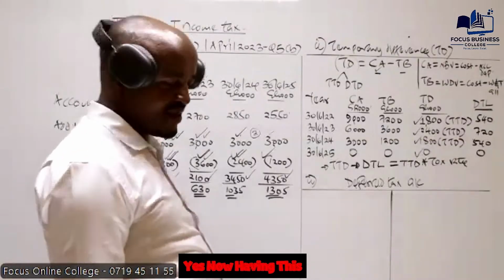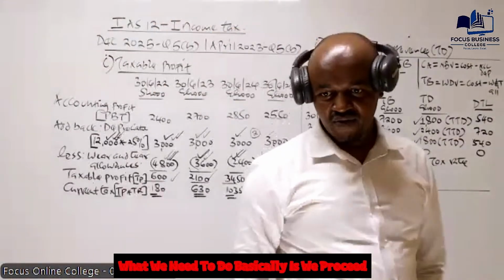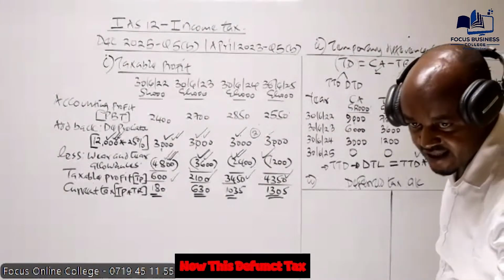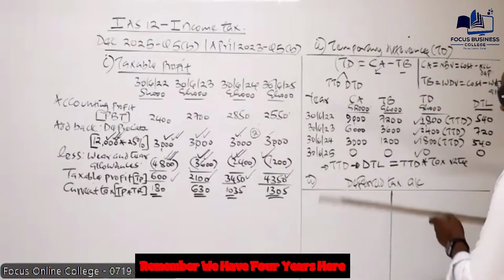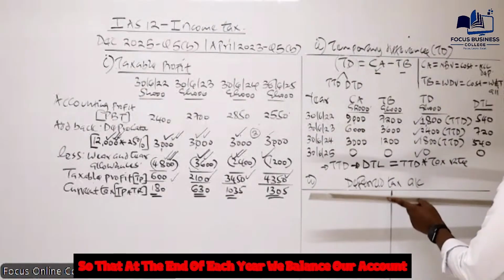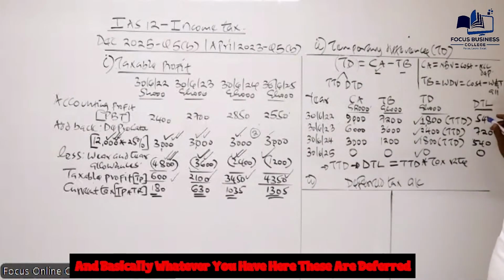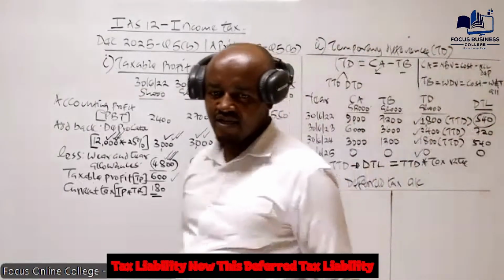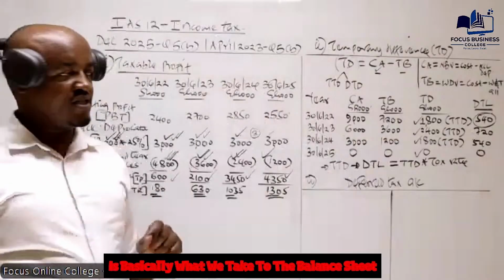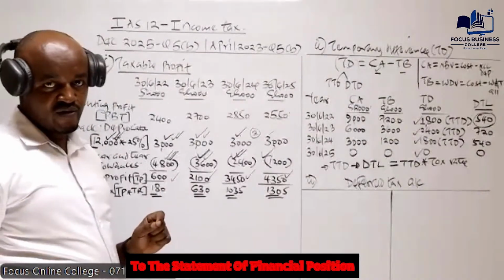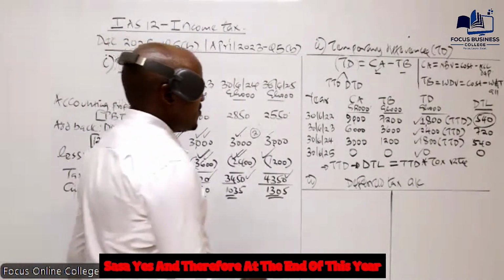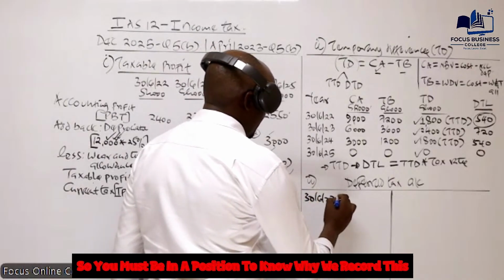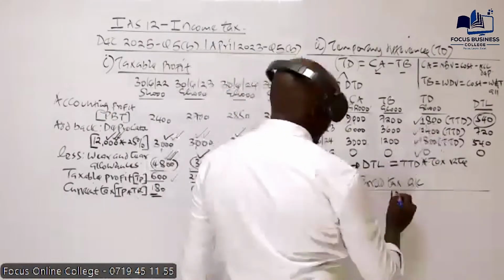Yes. Now, having this, we proceed and prepare the deferred tax account. This deferred tax account, we prepare it for each year. Remember, you have 4 years here, so at the end of each year, we balance our account. Whatever you have here is deferred tax liability, which we take to the balance sheet, the statement of financial position. At the end of this year, you must be in a position to know where we record this amount of 540.